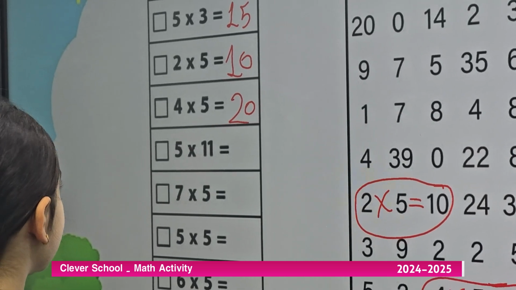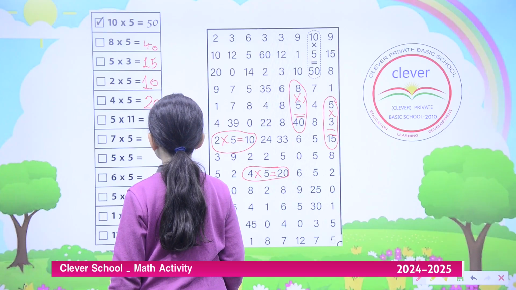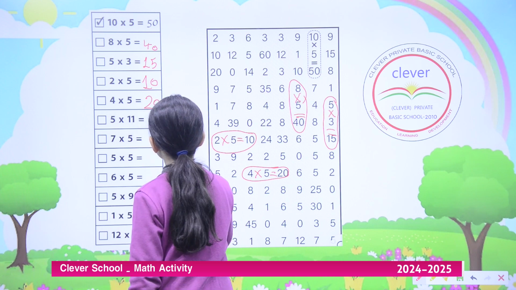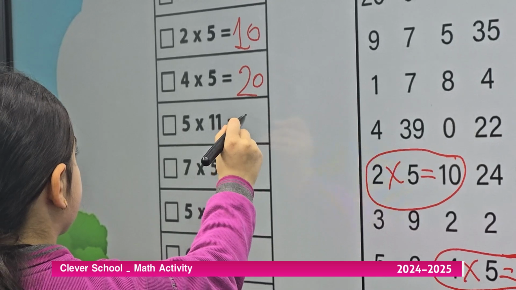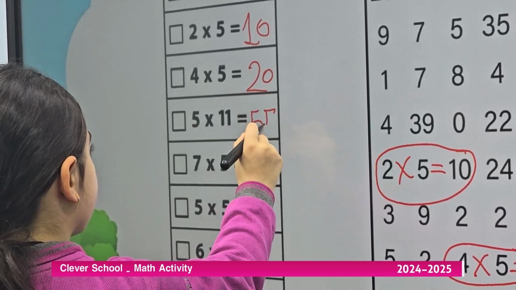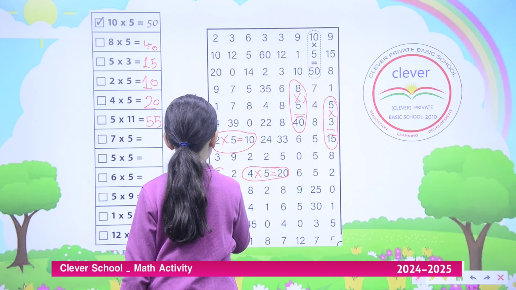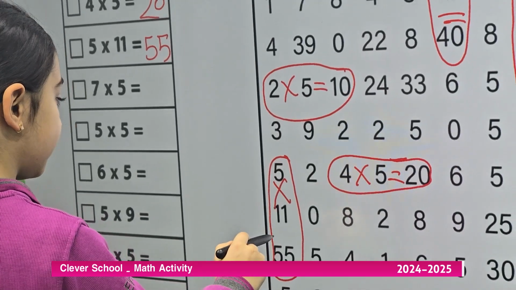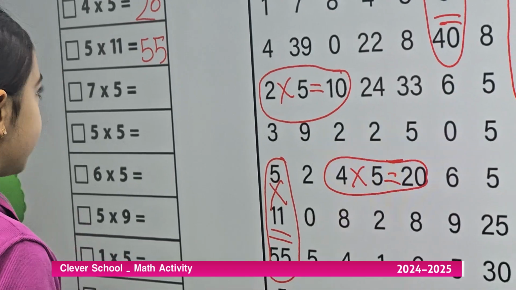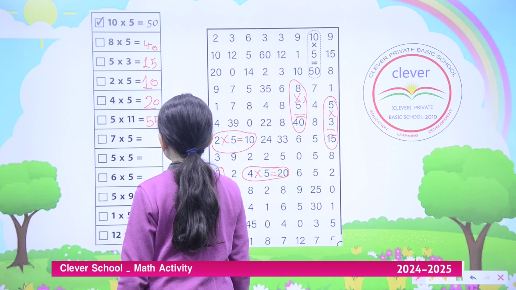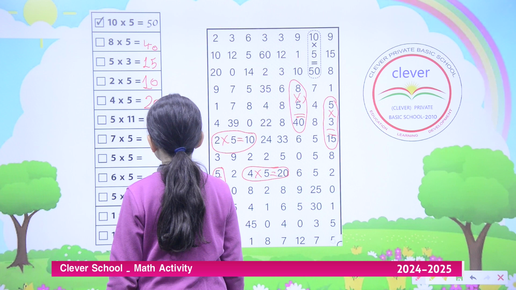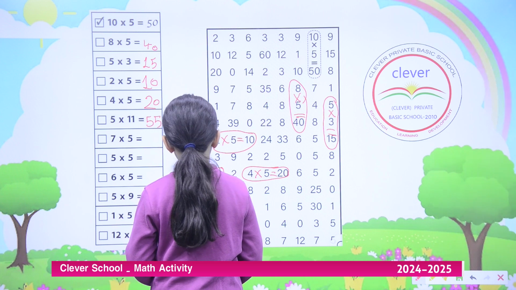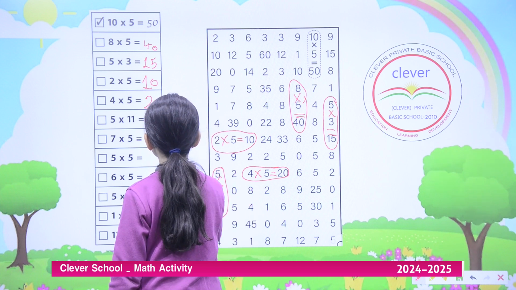Five by 11 equals 55. Seven by 5 equals 35.